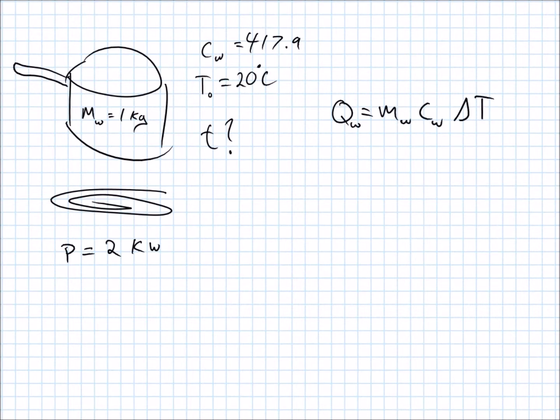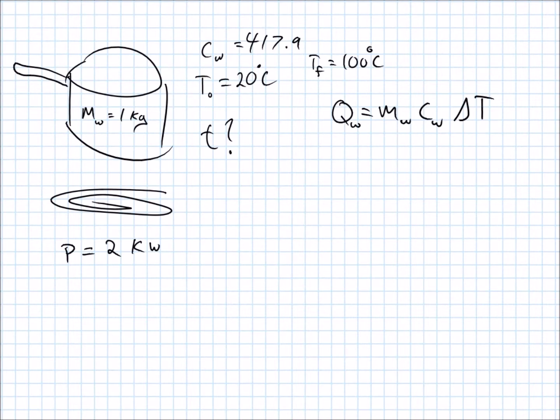Right, this equation is what allows you to figure out how much energy it will take to heat something up across a certain temperature range. And I said we're starting at 20 degrees Celsius and we're bringing it to a boil. So of course that means that the final temperature is 100 degrees Celsius. So we know m, we know c, we know delta T, right? So we can go ahead and calculate the energy that will go into the water, this Q_W. So we know how much energy it's going to take to bring this water to a boil.